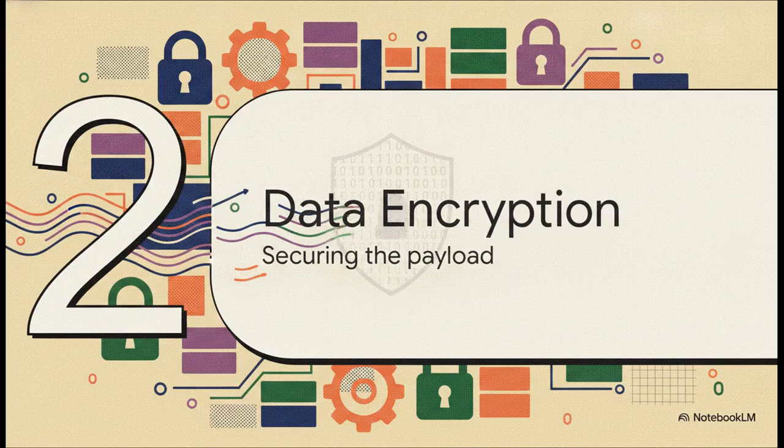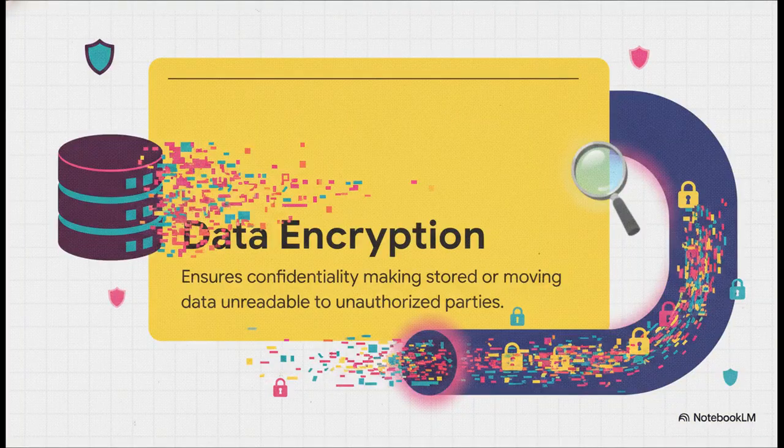Section 2, Pillar 1, Data Encryption, Securing the Payload. When we talk about encryption, we're really dealing with 2 highly distinct states: data at rest, that means your stored data, sitting in databases or servers, and data in transit, meaning your data is actively moving across networks. In both of these states, the data absolutely must be completely scrambled, rendered mathematically unreadable to any unauthorized parties.